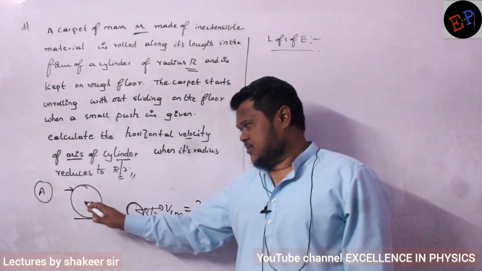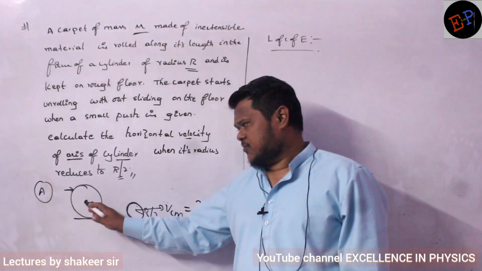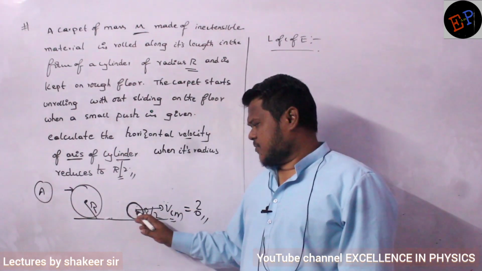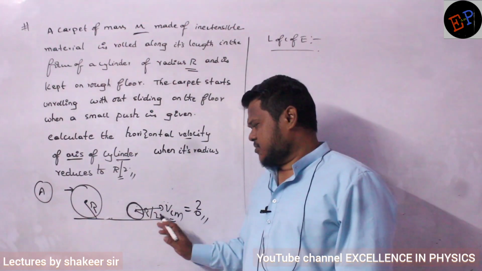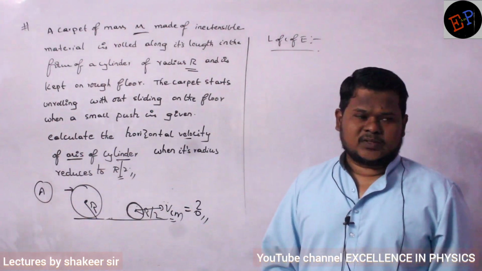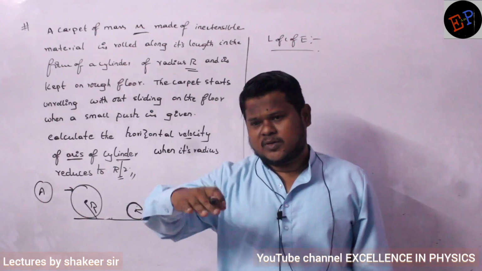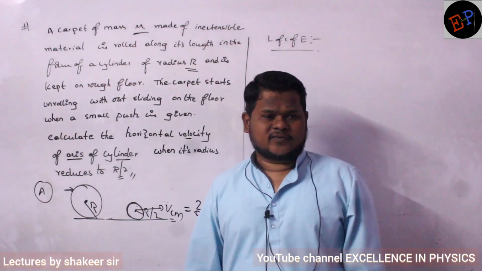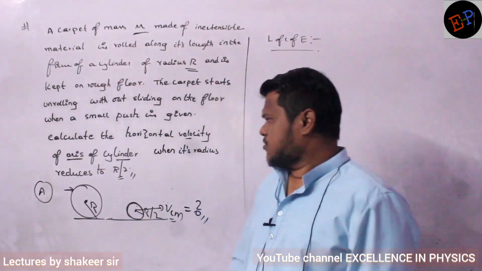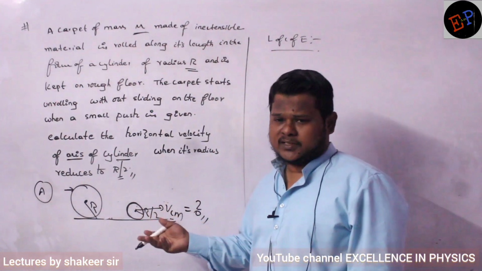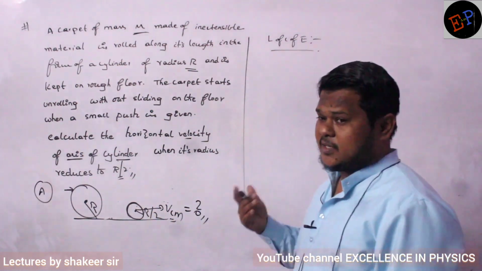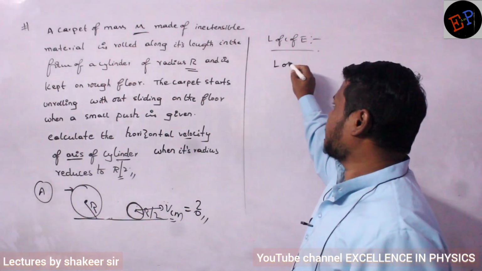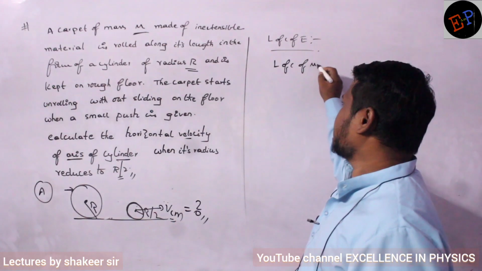Initially the center of mass is present here, at a distance of r. Finally the center of mass is present here, at a distance of r by 2. So the total mass has come down, and it is possible only with the help of gravitational force. Are you able to understand? So here only conservative forces are acting. If only conservative forces are acting, then I can use the law of conservation of mechanical energy.